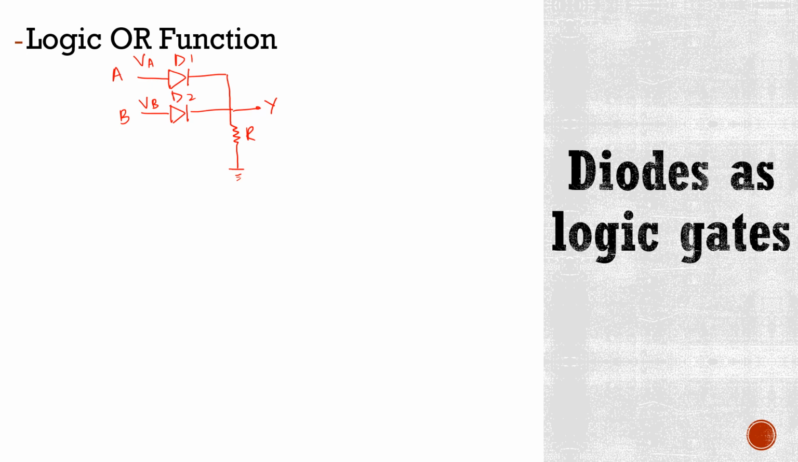Now in case of logic gates, we draw truth tables. Here we have two input terminals and one output terminal. So how many input combinations are possible? Here we use this formula 2 raised to the power n, where n is the number of input variables.